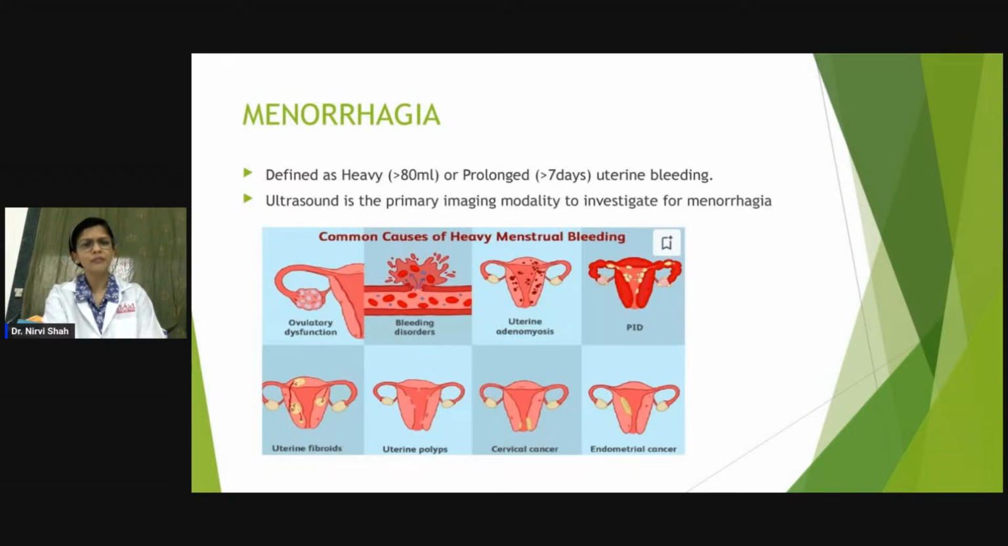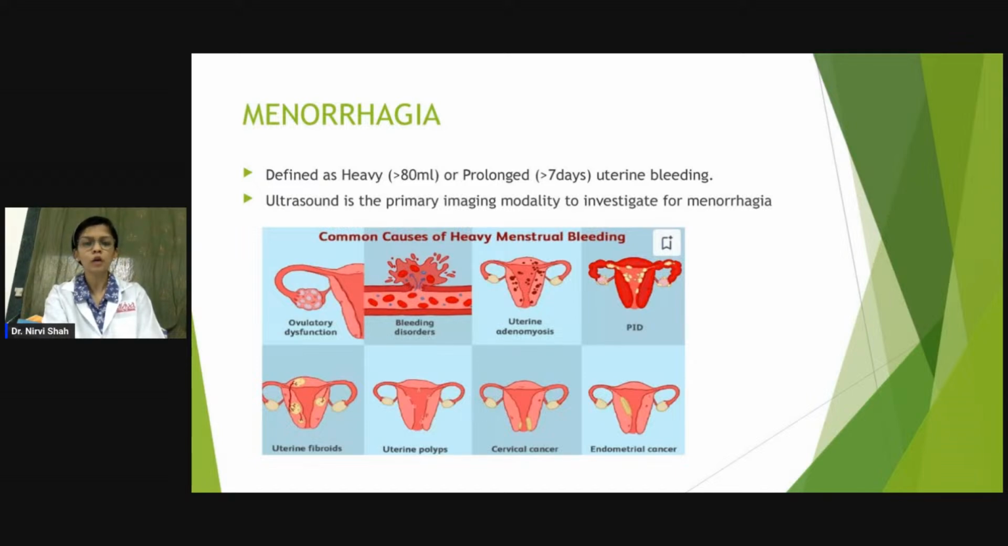Now let's come to the next most common menstrual disorder, which is menorrhagia. Menorrhagia is defined as heavy menstrual bleeding of more than 80 ml or prolonged menstrual bleeding of more than 7 days. The most common causes of menorrhagia are uterine fibroids, adenomyosis, polyps, endometrial hyperplasia, endometrial cancer, sometimes ovulatory dysfunction, and then the systemic causes are bleeding disorders, and so on and so forth.